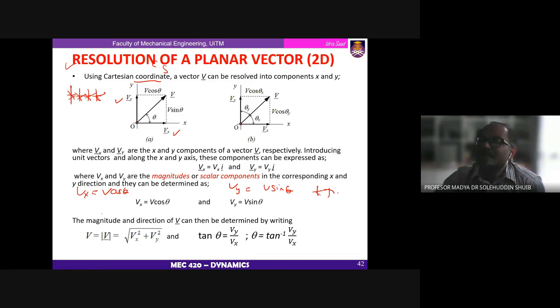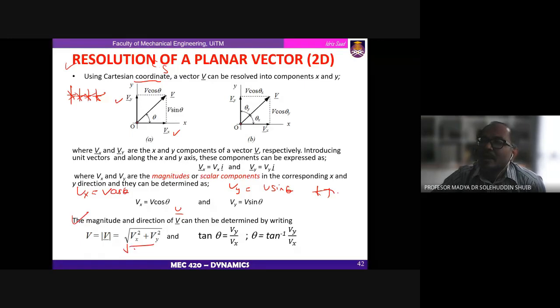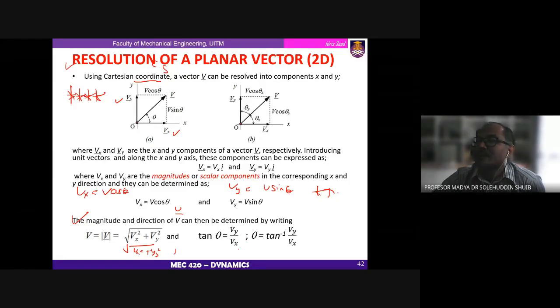And then the magnitude and the direction of it. The magnitude of the velocity you can get as the following. We square root of both: square root of Vx squared plus Vy squared. And then in order for us to get the value of theta, we have tangent theta equal to Vy divided by Vx, and then you take the inverse tangent of it, inverse tangent of Vy over Vx, so you can get the value of theta.